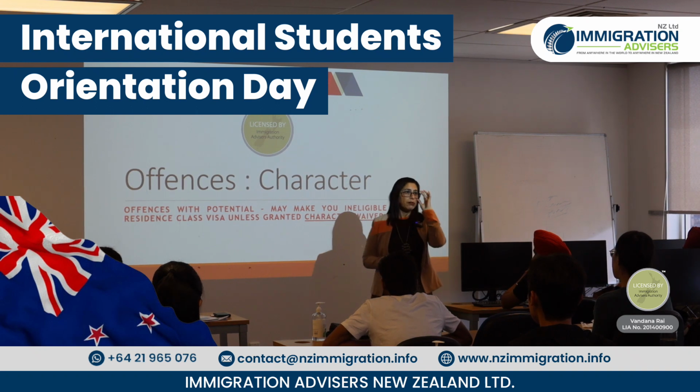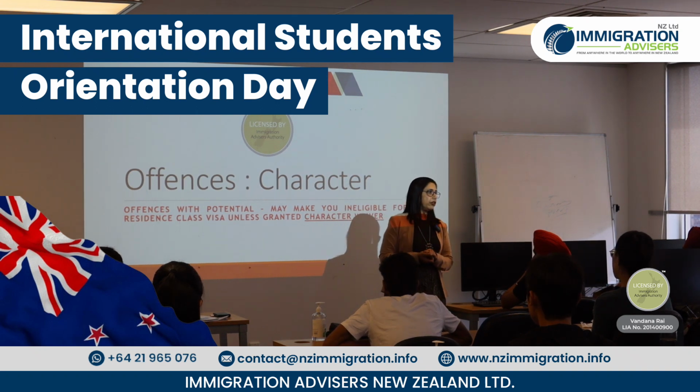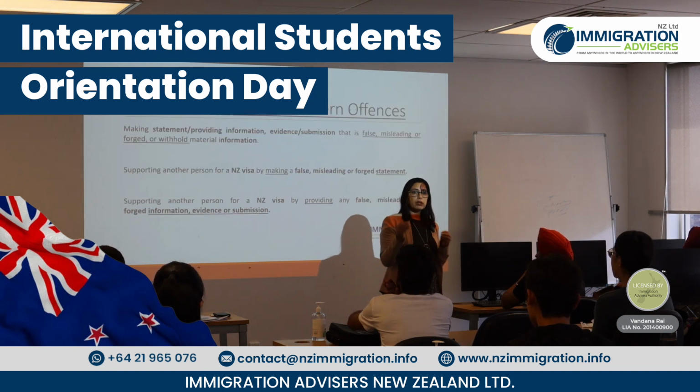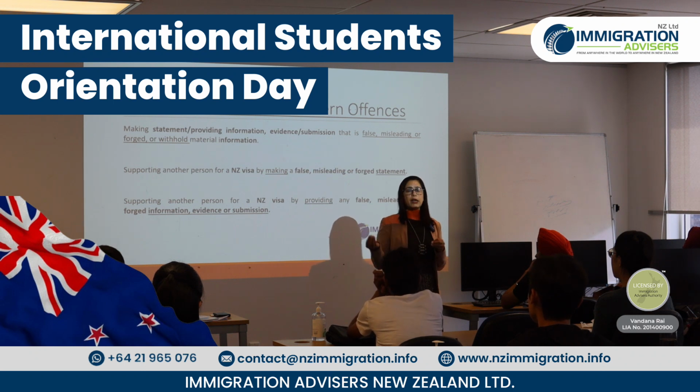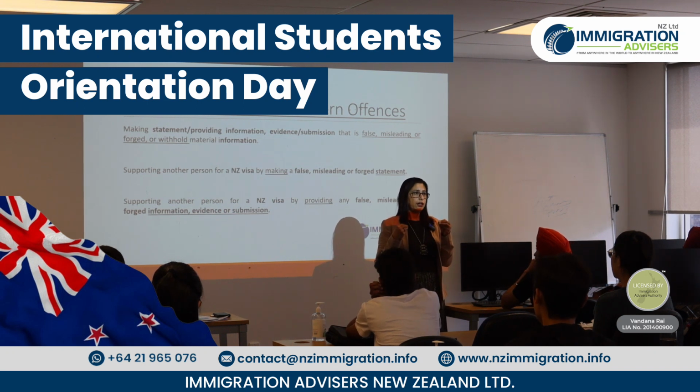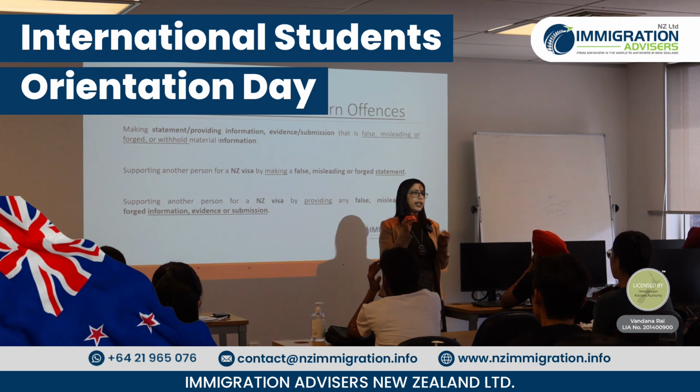Be aware of some character offences, because I did mention that you've met the character requirements, that's why you are here. So, if you do not meet the character requirement, the next application will not be approved. The next application could be student extension of work unless you met the character waiver, if you get the character waiver. So, what are these conditions which you could get into?